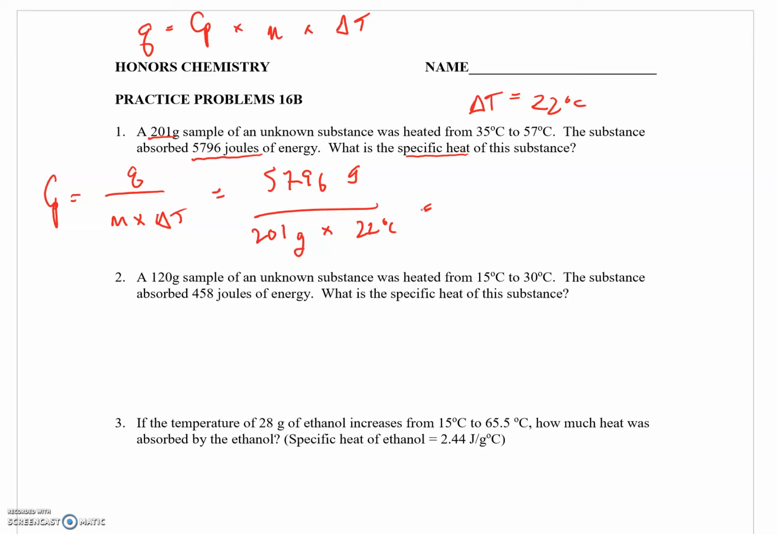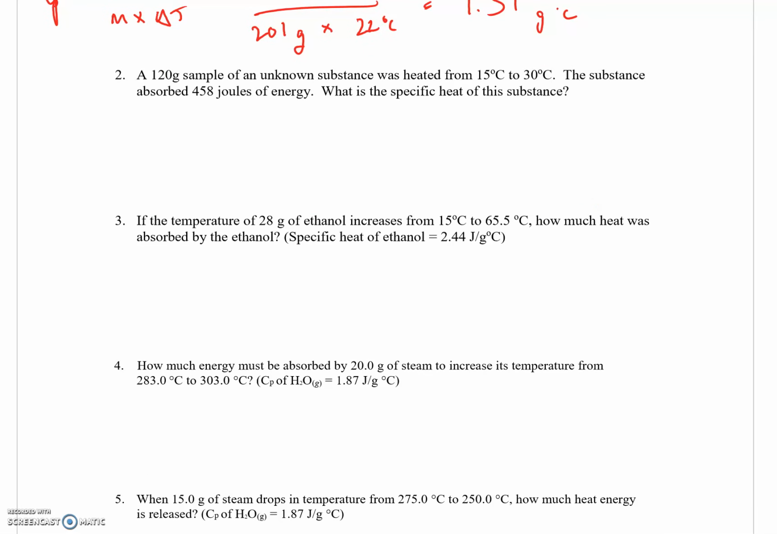5,796 divided by the quantity 201 times 22, and we get 1.31. And notice that because the units cancel, our answer is in joules per gram degrees Celsius. Easy peasy.